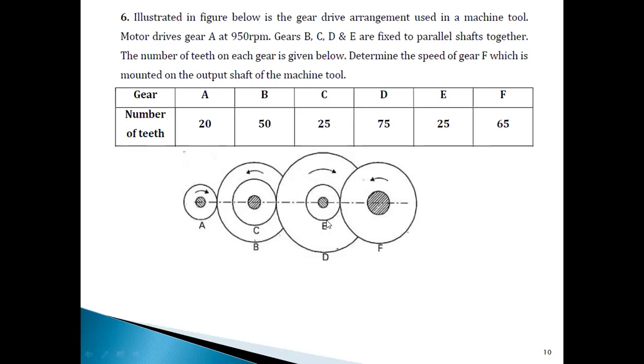Then D and E are fixed on one shaft. This is also one compound gear train. The number of teeth on each gear is given below. Yes, he has given for each gear the number of teeth. What he has asked us to determine is the speed of gear F. You have to find the speed of gear F, which is mounted on the output shaft. Already he has given the directions also. So if you observe, gear A rotates in the clockwise direction, gear B and C anti-clockwise, then gear D and E clockwise direction, and gear F in the anti-clockwise direction.